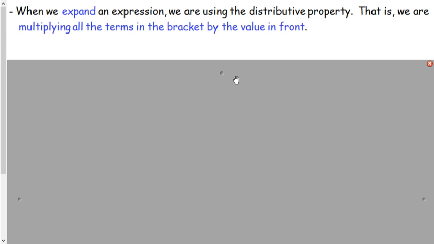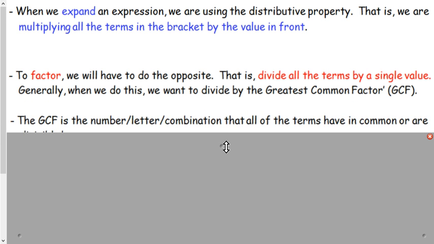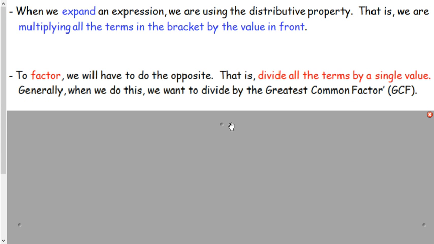So the first concept is that when we expand an expression like I just did, we're using the distributive property, right? That's when we multiply all terms in front of the bracket by everything that's in the bracket. So we multiply something through the brackets. That's called our distributive property. Now when we're factoring, we're going to do the opposite. Instead of multiplying by every term inside the brackets, we're going to divide every term inside the brackets by the same thing, by a single value.